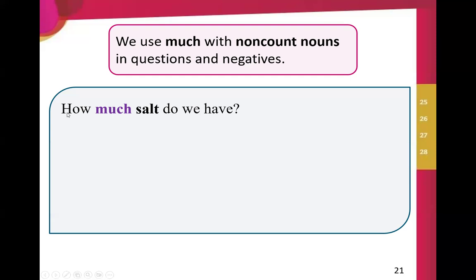How much is asking about the quantity, not the number. How many is asking about the number. There is a difference between number and quantity. Number means that the noun is countable, but quantity means that the noun is non-count. Do you know the difference between them now? So, how much salt do we have? We can use much to ask about the quantity of salt.